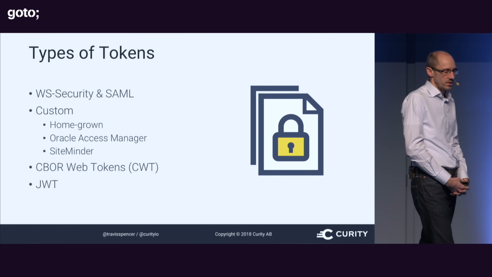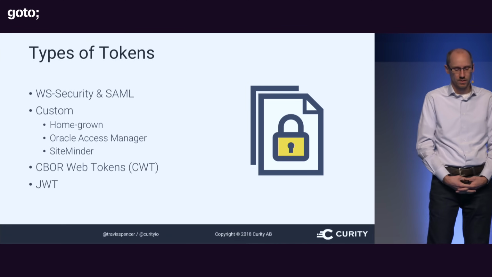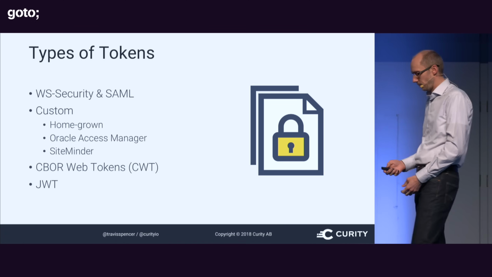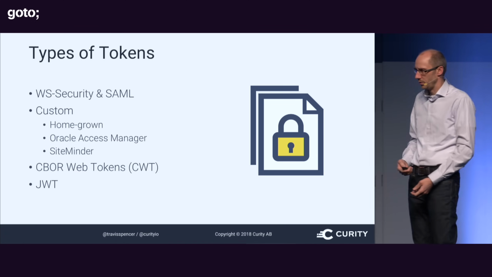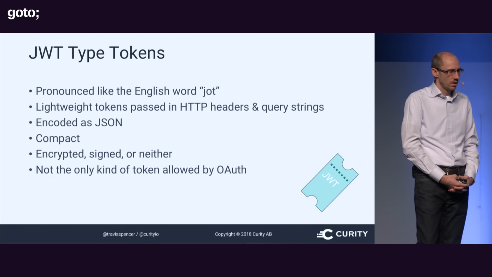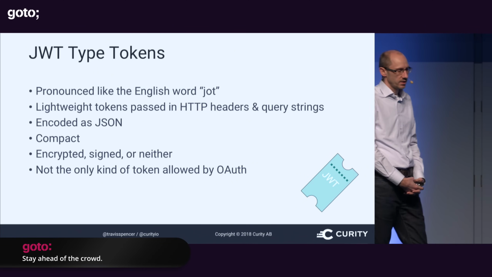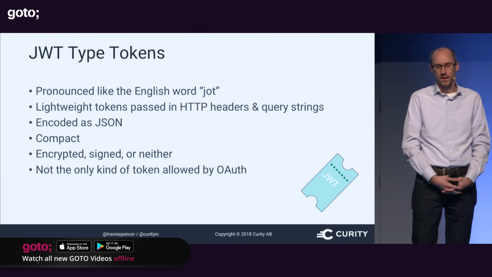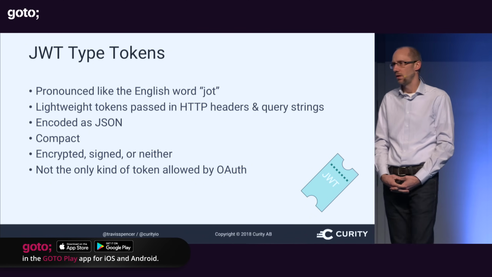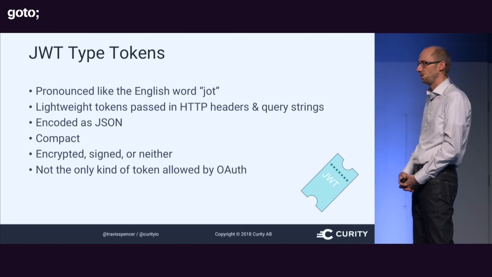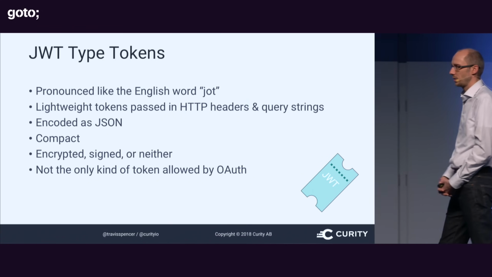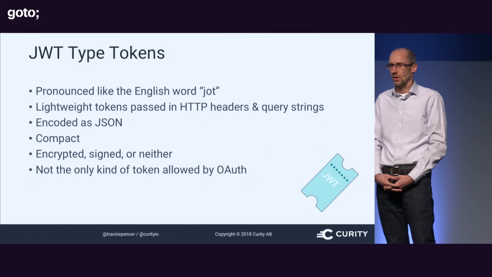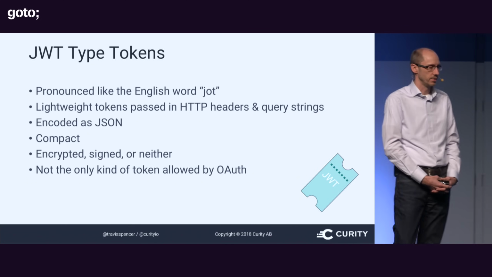We can also use something called CBOR web tokens, or CWT, and of course we can use a JSON web token, which are very popular in the news. A JSON web token, pronounced "jot," like the English word to write something down quickly, are lightweight tokens that are meant to be passed in HTTP headers and query strings. They're really meant to be used in mobile environments and constrained environments, not as constrained as you would use for a CBOR web token, but still more constrained than something where you would be using an XML parser and SAML tokens and things.